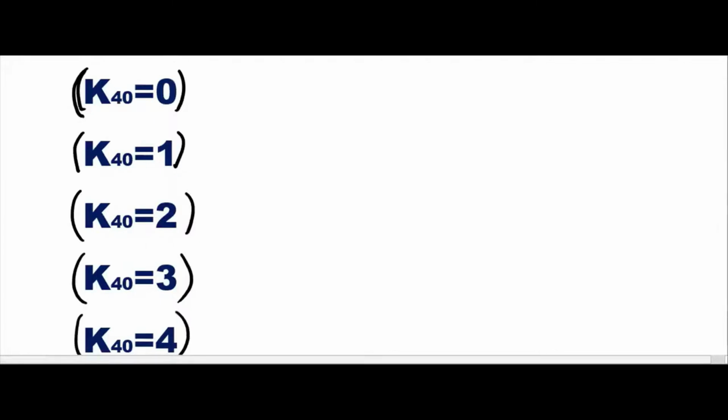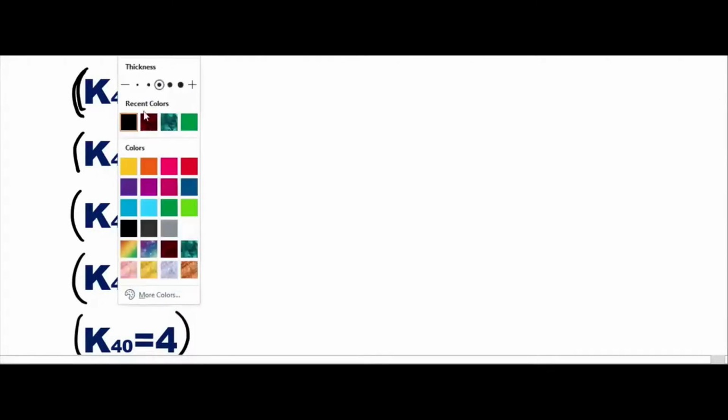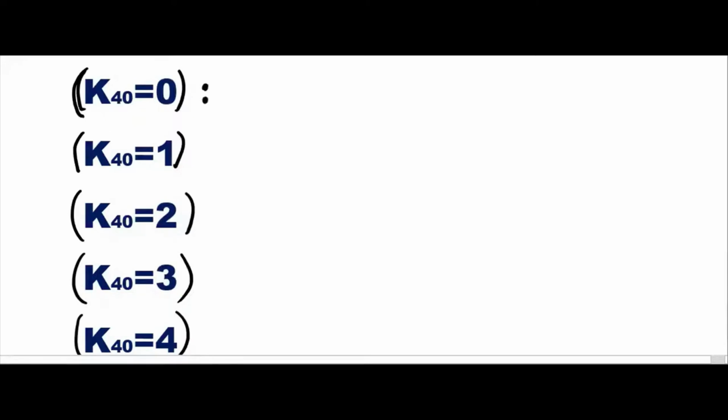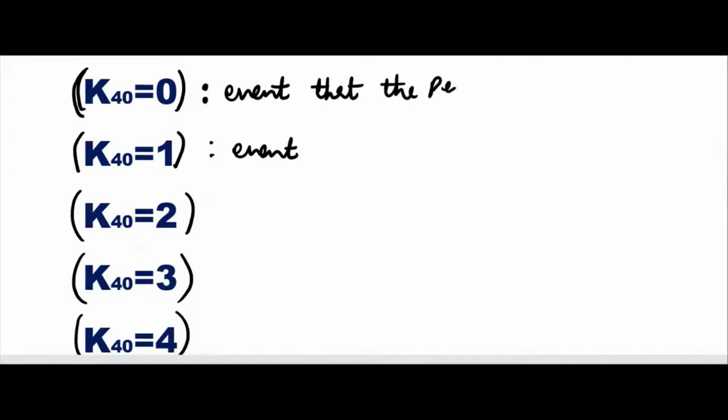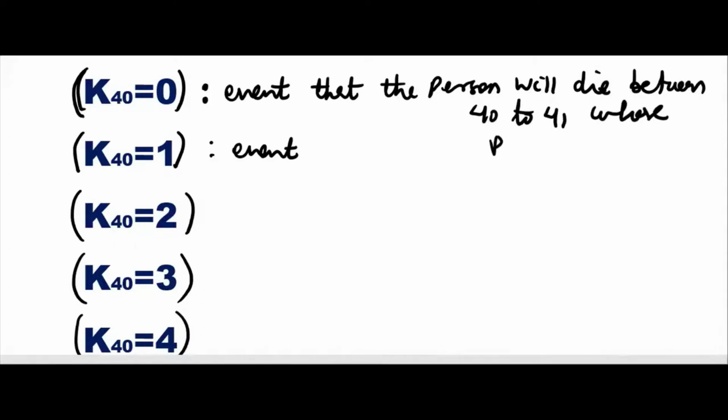And these are the events. The events means we can't write an equality sign here. These are the events. If you want to write something, you can write it this way. This is the event that K40 will take 0. The event that the person who is presently 40 will die within the next year. The event that the person will die between 40 to 41, whose present age is 40.